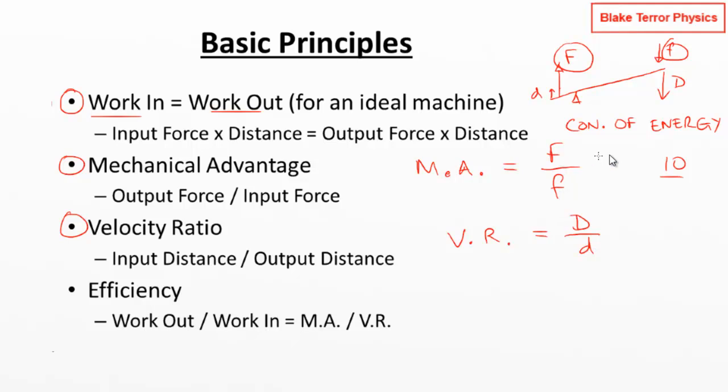So if we've got a mechanical advantage of 10 in an idealized machine, we're also going to have a velocity ratio of 10. Because if we do the little f times the big D, it is going to be the same as the big F times the little d. These things have to match up because that is our work in, work out. F times D is equal to F times D.